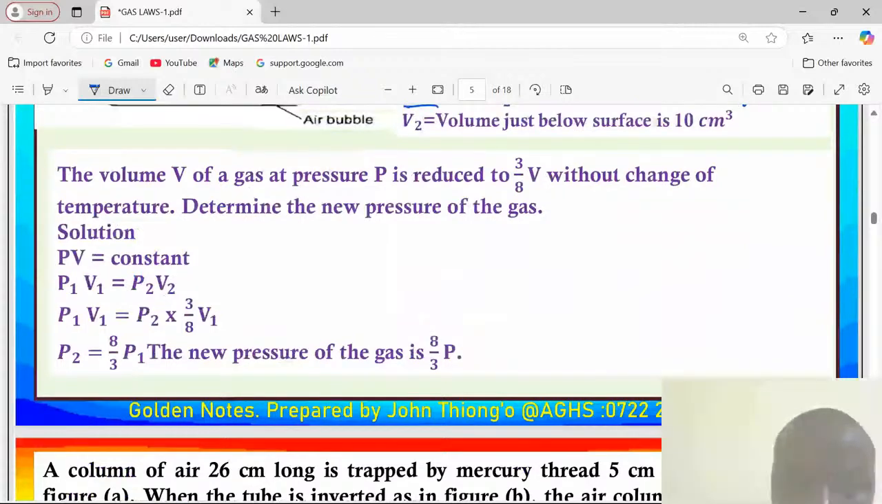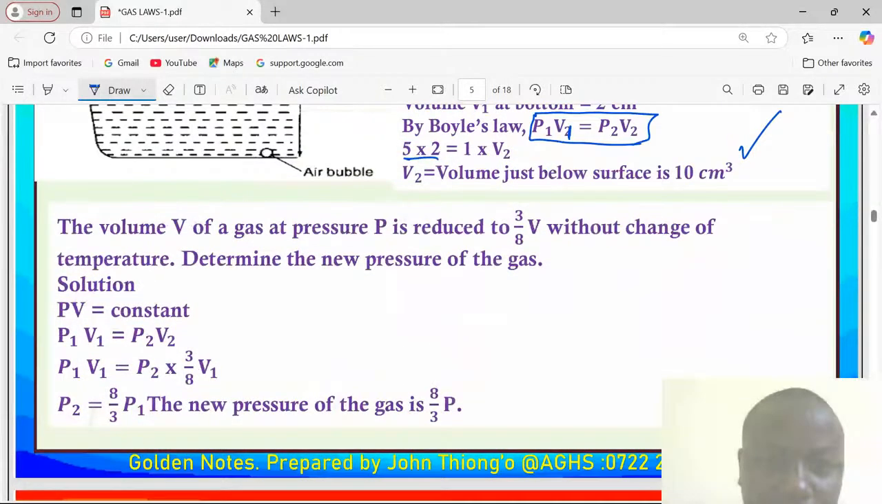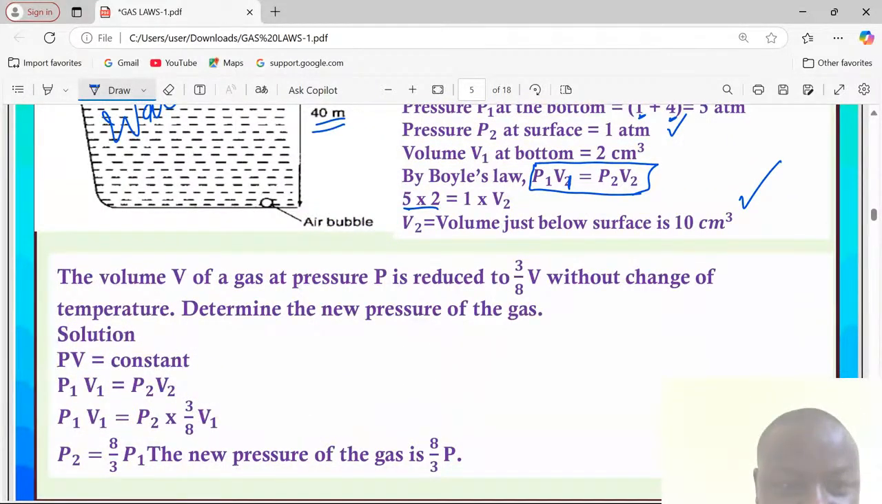Let's look at one more example. The volume V of a gas at pressure P is reduced to 3 by 8 of V without change of temperature. That means volume is changing at a constant temperature. That means the gas is obeying Boyle's law. Determine the new pressure of the gas.